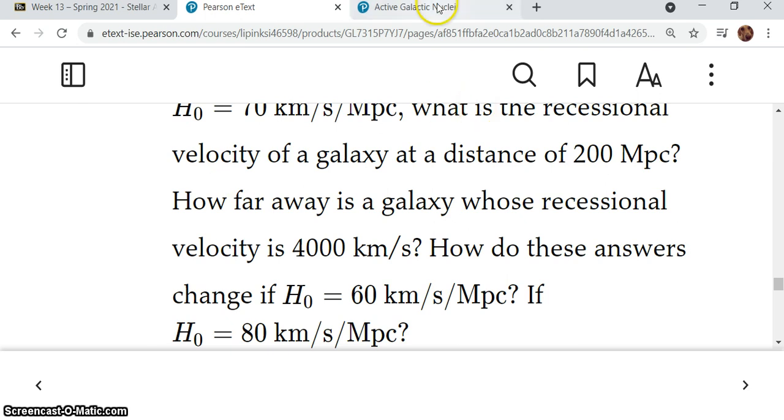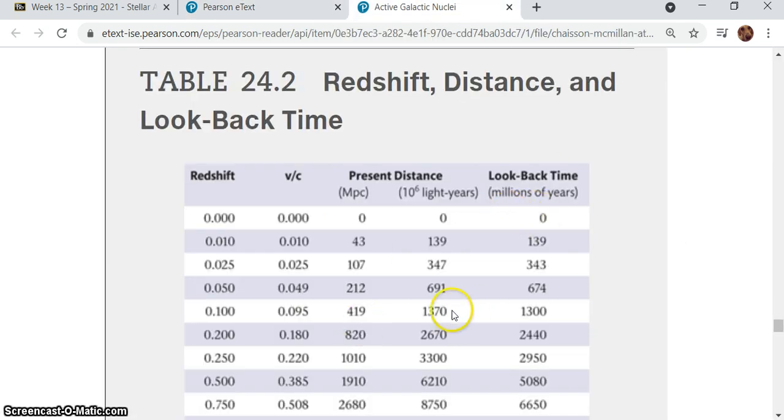One other thing, let me just point this out as well. Not in this particular problem, but with Hubble's law, when the redshift starts to approach about 20% the speed of light or so, once you get into more than about 20% the speed of light, you really have to use this table, and the redshift will give you what the distance is.